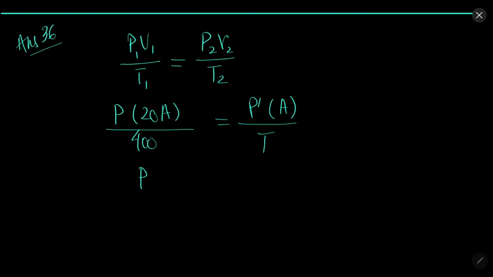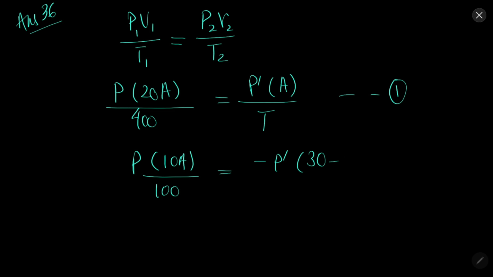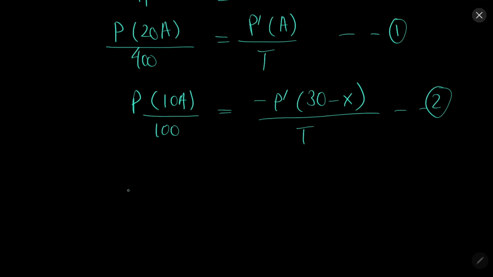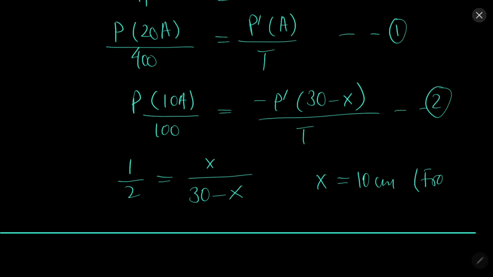So after this is one situation. In another situation, P into 10A over 100 equal to P dash into 30 minus X over T. So by equating these two equations, we will obtain that X will come out to be 10 centimeter from left end.